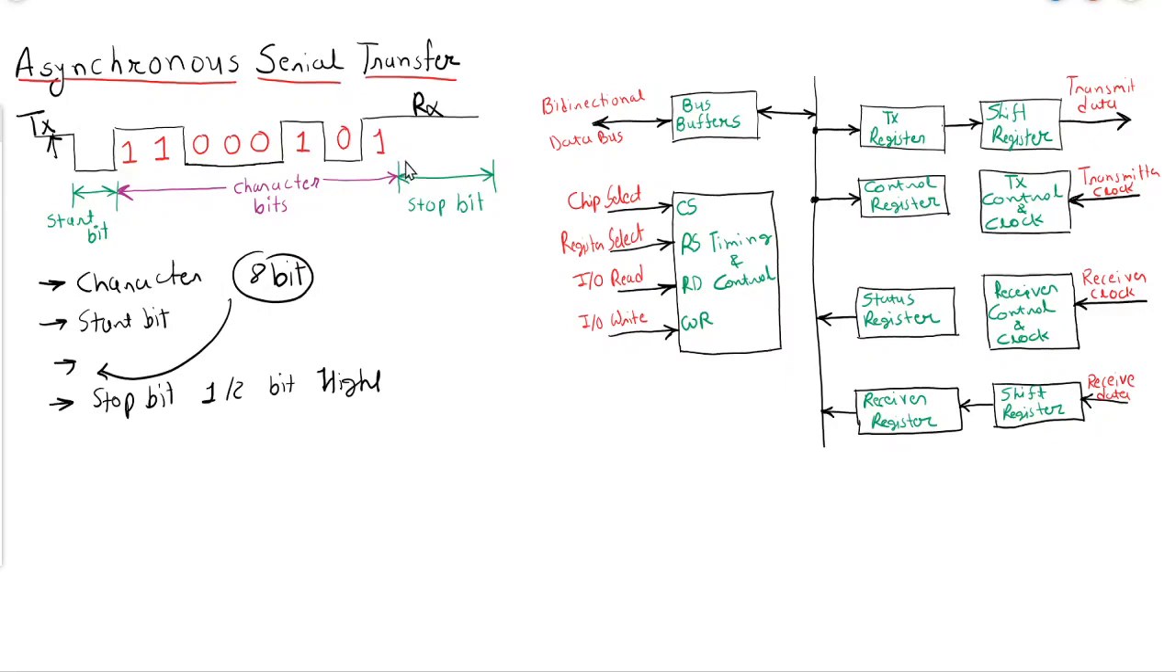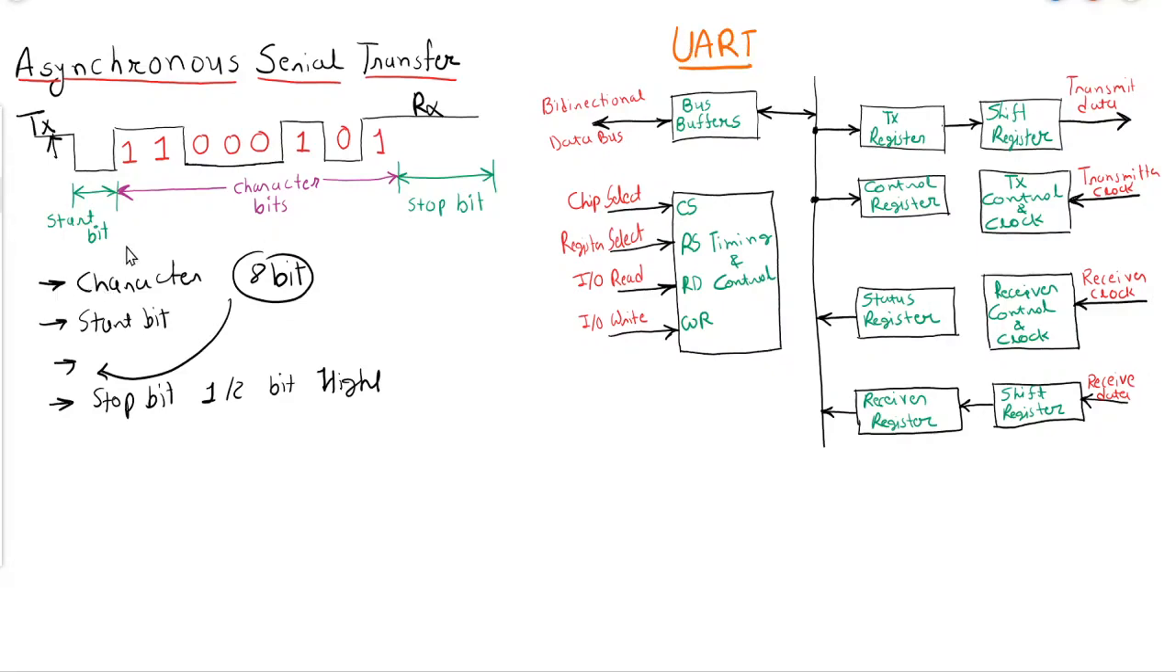Now let us try to understand how a computer actually performs the asynchronous serial transfer. To perform this asynchronous serial transfer, the computer will use a UART. It is known as UART, Universal Asynchronous Receiver Transmitter.